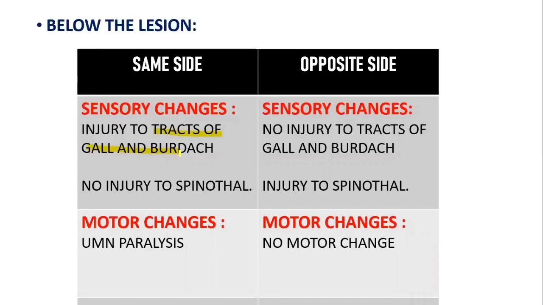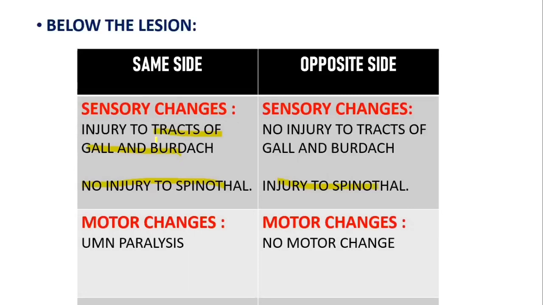So on the same side below the lesion, there is going to be injury to the dorsal column pathway. So what is going to happen? The sensations carried by that pathway are going to be affected on the same side, but there is no injury to the spinothalamic tract, that is, the sensations carried by the spinothalamic tract. You will have crude touch and then pain sensation, all carried by your spinothalamic tract. So same side below the lesion, the dorsal column pathway is injured, but no injury to the spinothalamic tract. But on the opposite side, there is no injury to the dorsal column pathway, but there is injury to the spinothalamic tract. That is the crossing level, so the damage is going to be reflected on the opposite side only.